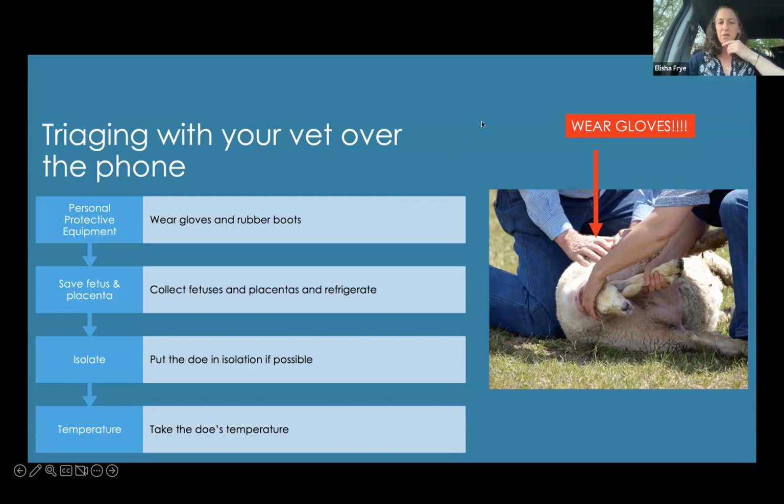And you always want to collect fetuses and placentas and refrigerate them if it's a hot day, even if you don't know what you're going to do. I would just try to save the placenta. That's a special sample that sometimes is gone, right? An animal will eat it and you just don't have it. But if you have placenta, save it and save the fetus. You would like to take the aborting doe or ewe and isolate her from the rest of the flock or herd. And then you can take the doe's temperature. Those are things that you could do before you call the veterinarian.